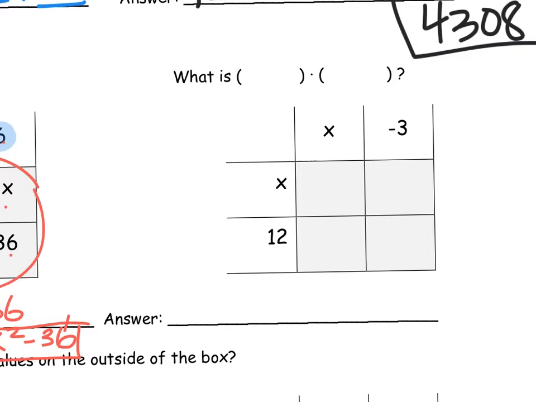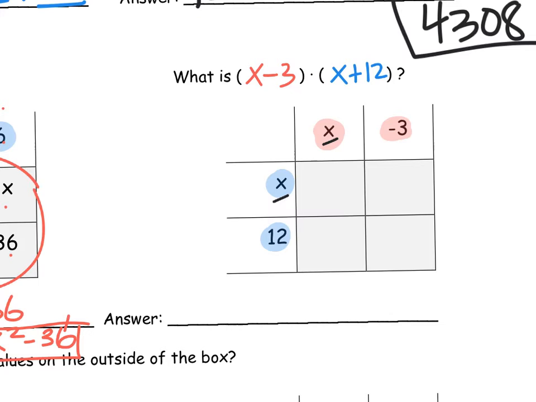All right, the next one, we are given the outside here, so we have to work backwards. I have an x and a minus 3. That means that x minus 3 goes here. And then I have an x and a positive 12. That means that x plus 12 goes here. And now we have to fill out the inside.